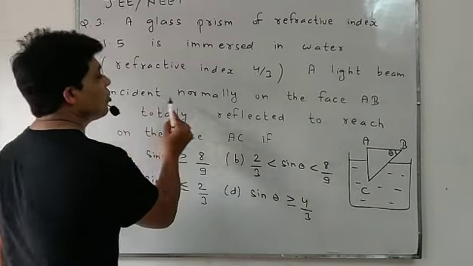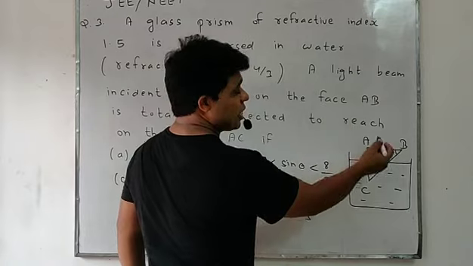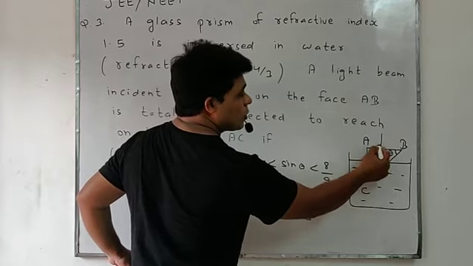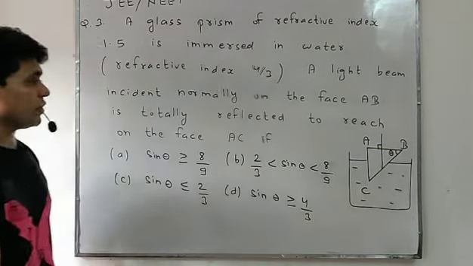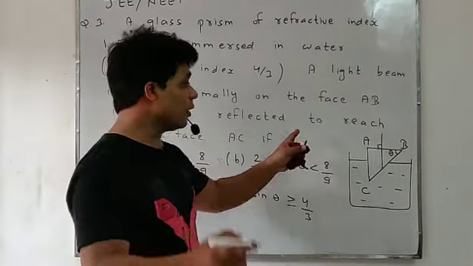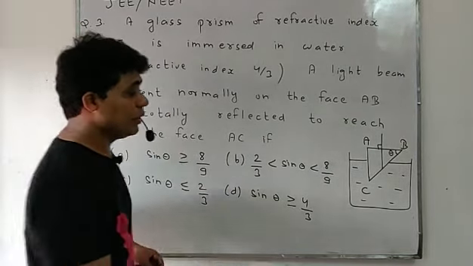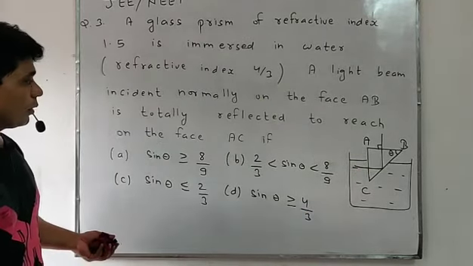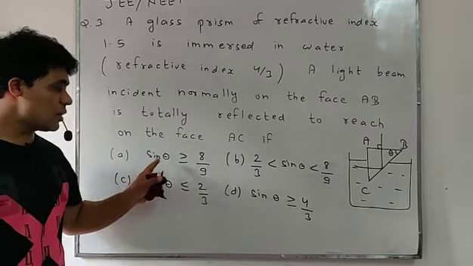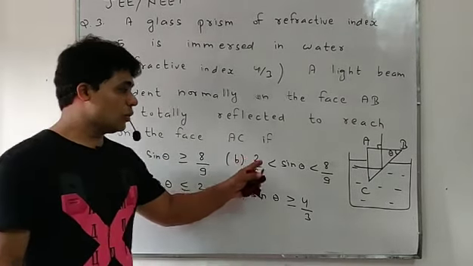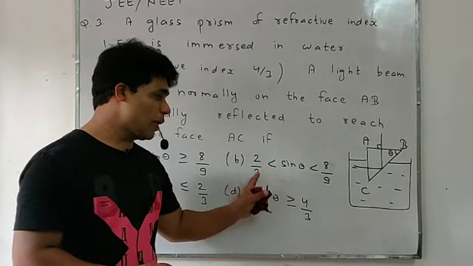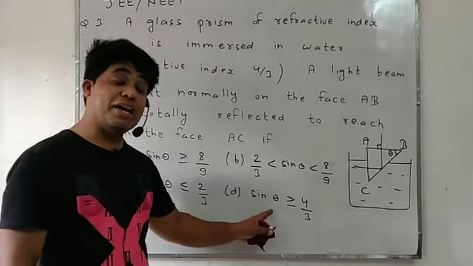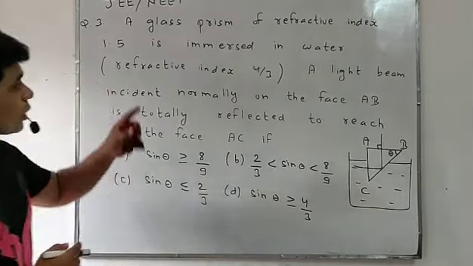A light beam incident normally on the face AB. Look, a light beam is incident normally like this. This is the normal on the surface AB. It is totally reflected to reach the face AC. Options: sin theta greater than or equal to 8 by 9; sin theta lies between 2 by 3 and 8 by 9; sin theta less than or equal to 2 by 3; sin theta greater than or equal to 4 by 3. Okay, so you can see the question.